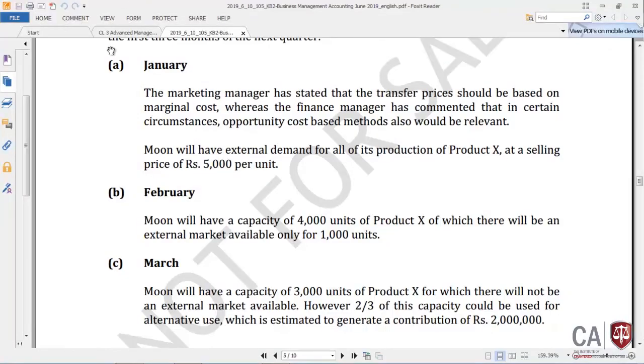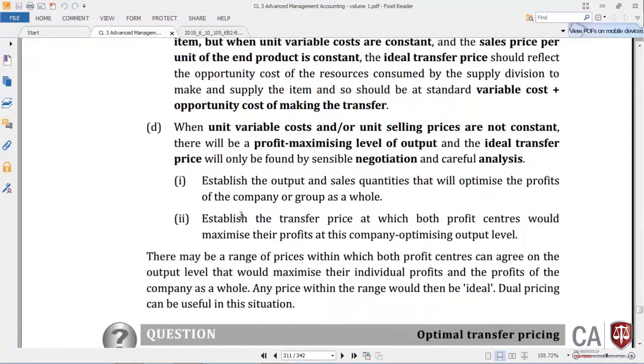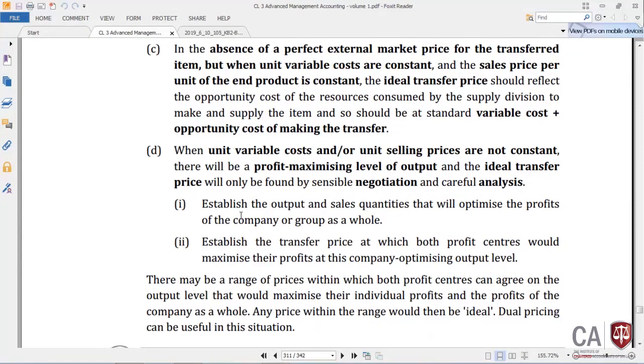Again, moving into the study text, we have other explanations here. These explanations are given about the ideal transfer price in different scenarios. Just read it before practicing other past paper questions. As a summary, what I am going to tell you is, read the study text carefully.